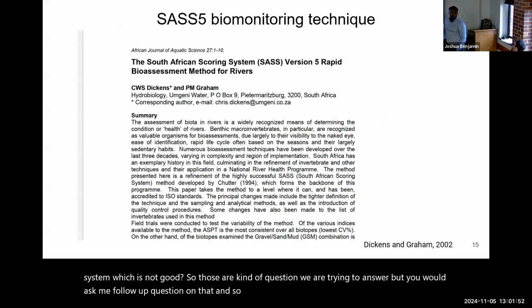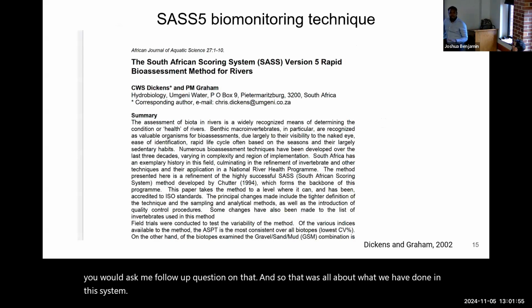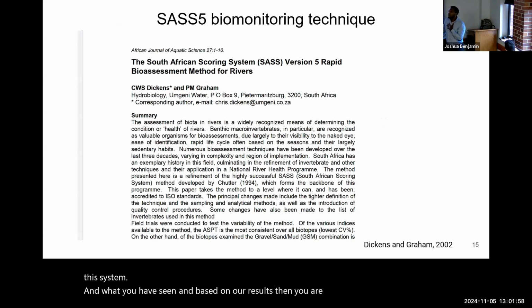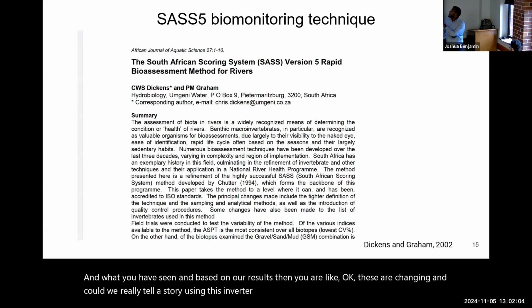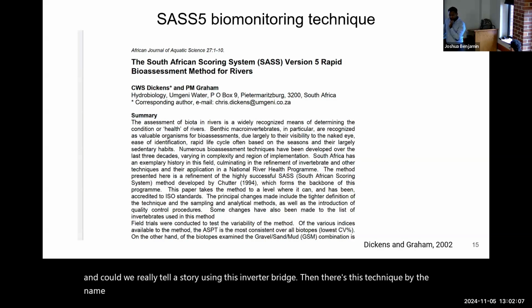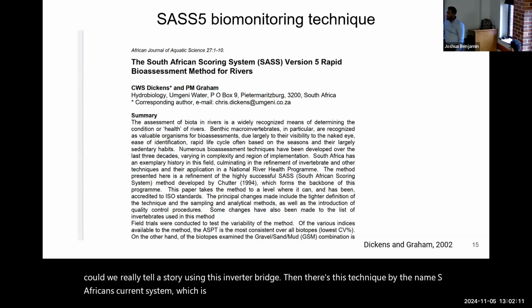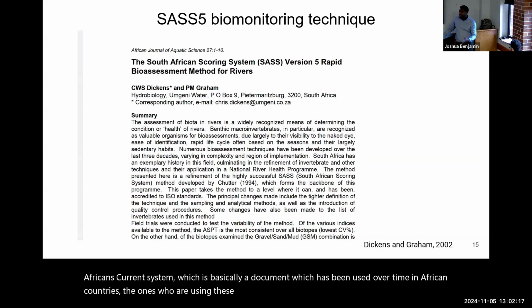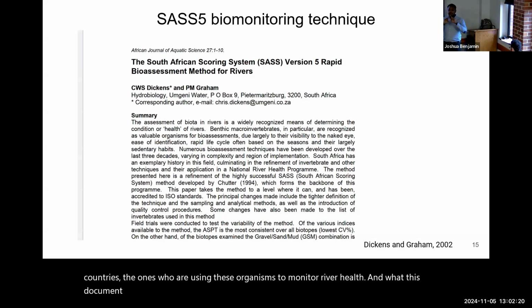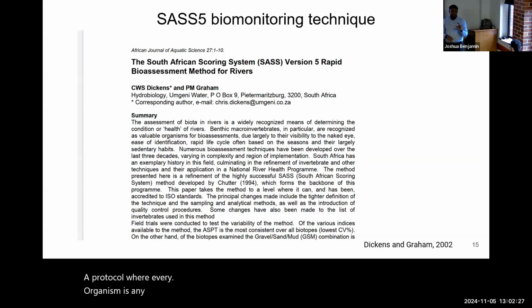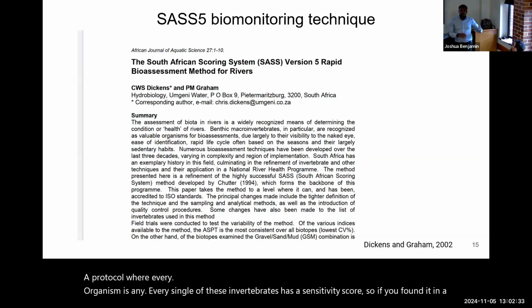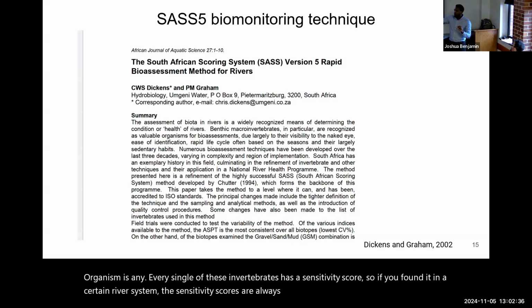And so that was all about what we have done in this system and what we have seen. And based on our results, we were like, oh, okay, things are changing. Could we really tell a story using these invertebrates then? There's this technique by the name South African Scoring System, which is basically a document which has been used over time in African countries, by those who are using these organisms to monitor river health. What this document does, it has a protocol where every single one of these invertebrates has a sensitivity score. So if you find it in a certain river system, the sensitivity scores are always constant numbers.